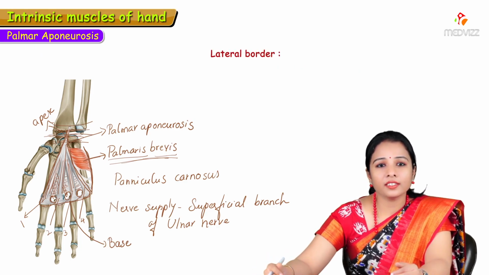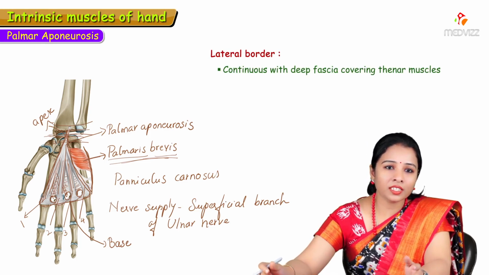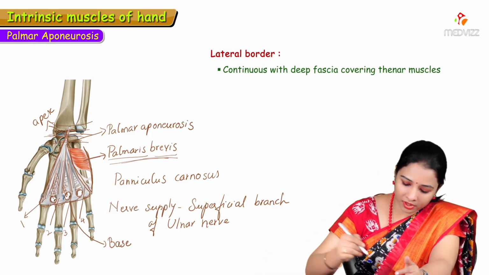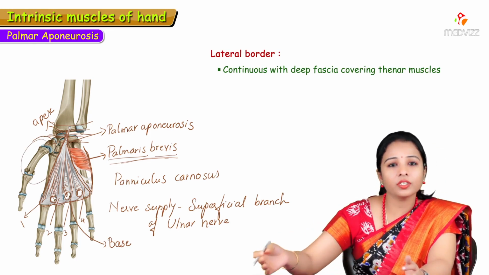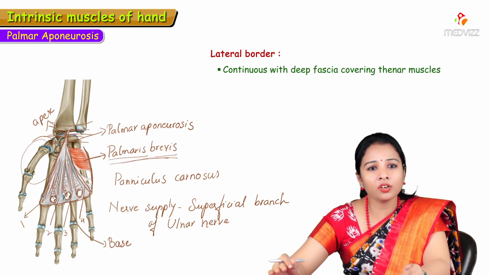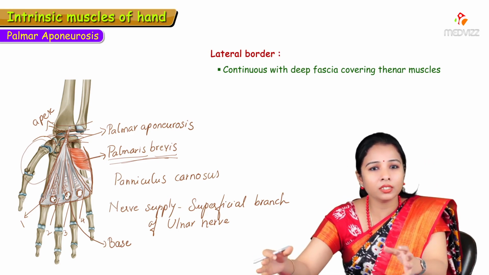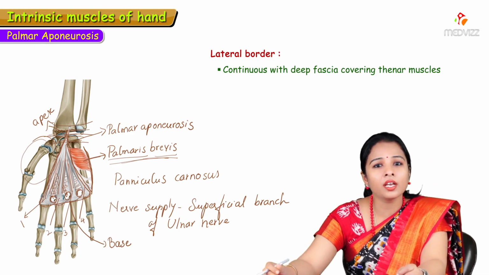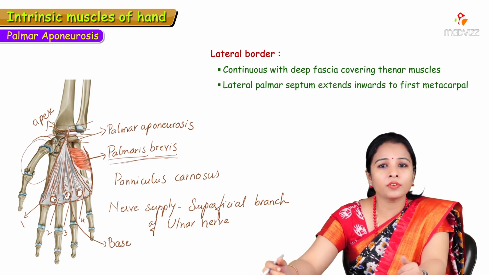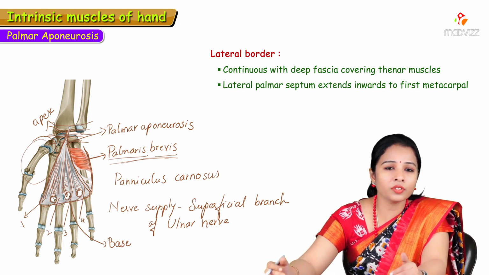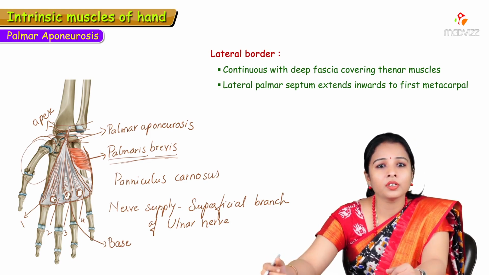Next, about the lateral border. The lateral edge of the aponeurosis is continuous with the deep fascia covering the thenar eminence. So this side is the thenar eminence, which is present over the thumb. It blends with the deep fascia of the thenar muscles, and the lateral palmar septum extends inwards from this edge to the first metacarpal bone.